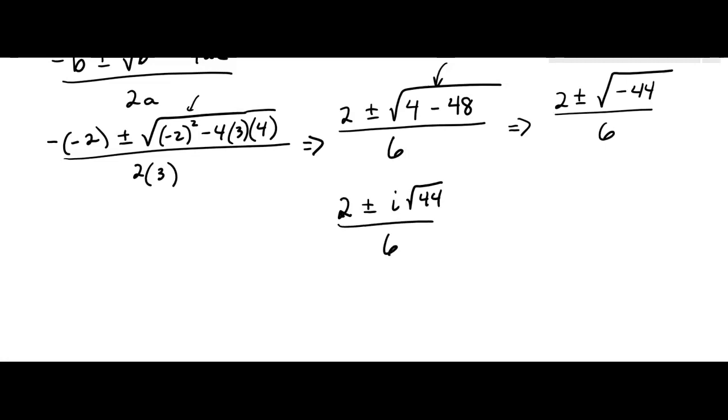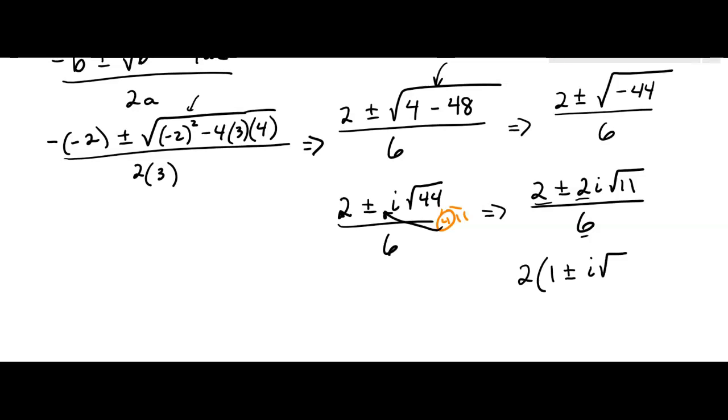But even more exciting, that 44 breaks down to 4 times 11, and I can take the square root of 4. So where does everything get written? Well, I'm going to have 2, that first 2, plus or minus, the square root of 4 is going to come out, and that's going to be 2i square root 11 all over 6. We're almost done. Okay, so there's a 2 that can go in 2 and 2 and 6. So I'm going to factor out the 2 in the numerator. And then 2 goes into 6 3 times.